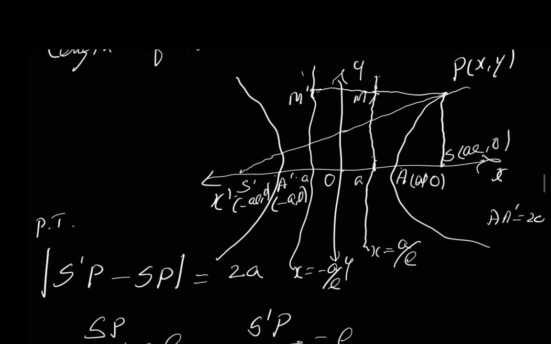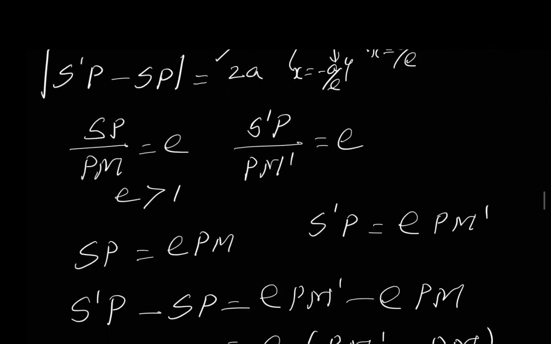So find the distance of this MM dash. Actually, this is the distance between the directrices here. See this directrix, from the origin to this directrix is the distance A by E, and from the left side again the same distance, between the origin to this directrix, is A by E. Just take only the magnitude.